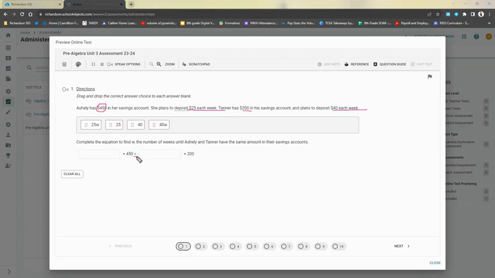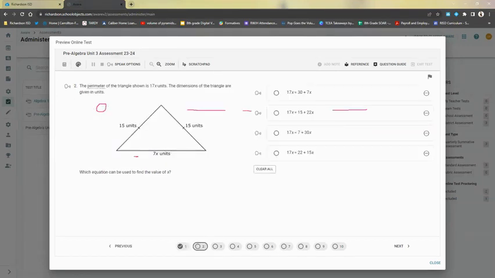So the same amount is represented by this. We know that Ashley has $450 in her savings account, and then she plans to deposit $25 each week. So I'm going to put in 25W here. We know that Tanner has $200, which is represented here, and then he plans to deposit $40 each week. When you see things like each, per, things like that, you know that's going to have a variable attached to it.